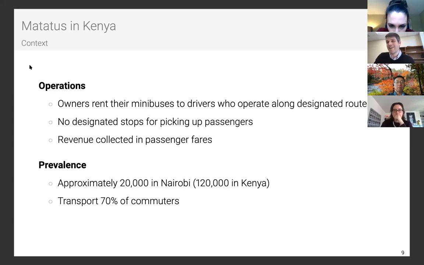This is a very important industry in Kenya. There are approximately 20,000 of these buses operating in Nairobi alone and 120,000 in Kenya as a whole. And they're really responsible for most of the commuter traffic. About 70% of commuters rely on matatus on a daily basis. So the functioning and the productivity of the system is important from a citywide perspective and a countrywide perspective.